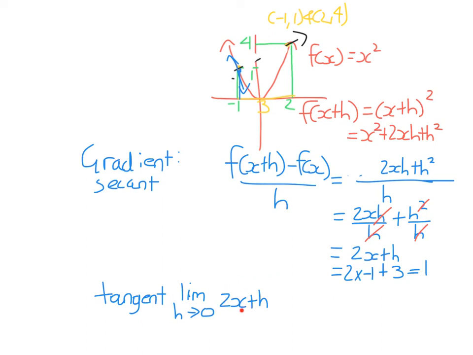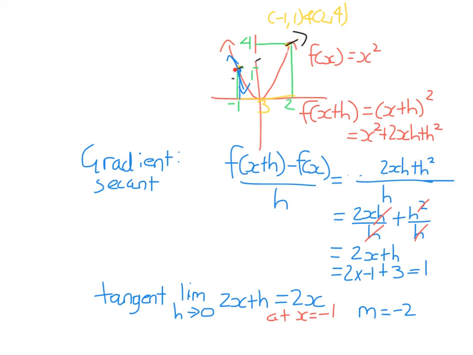So this is the gradient of the secant. As h approaches 0, 2x plus h just approaches 2x. So at x equals minus 1, the gradient of this is just 2 times minus 1, which is minus 2. And that's what calculus is. We're looking at the gradient of this function.